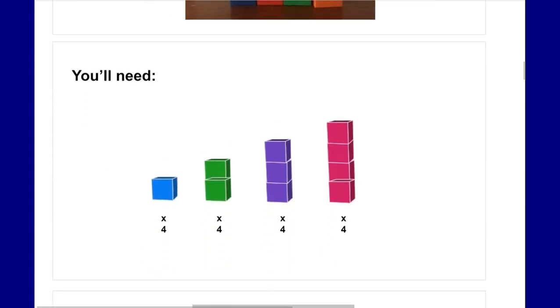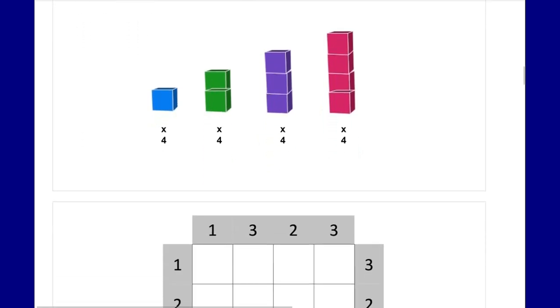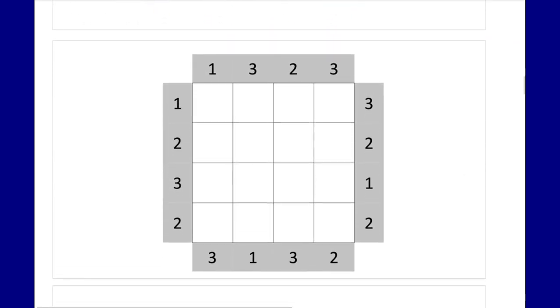Again, you're going to need 4 towers of 1, 4 towers of 2, 4 towers of 3, and 4 towers of 4. You can do this on your own at home if you want, but you're going to need little cubes. And this is an example of what the grid might look like.